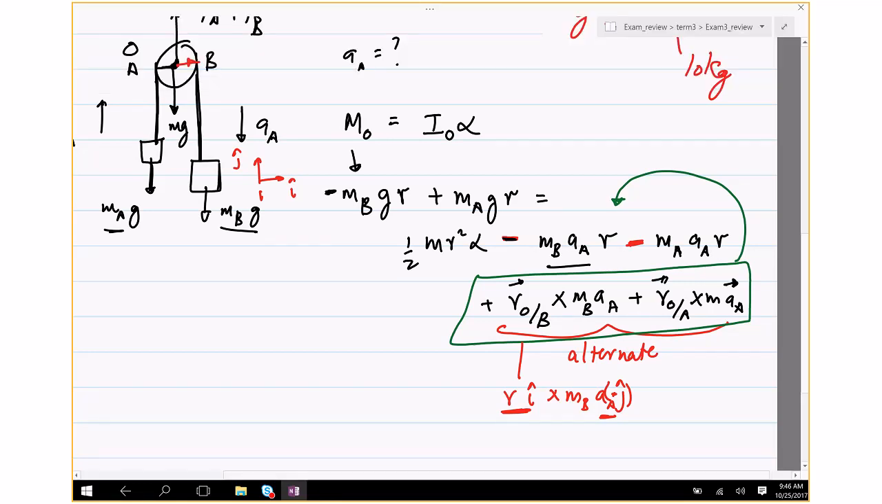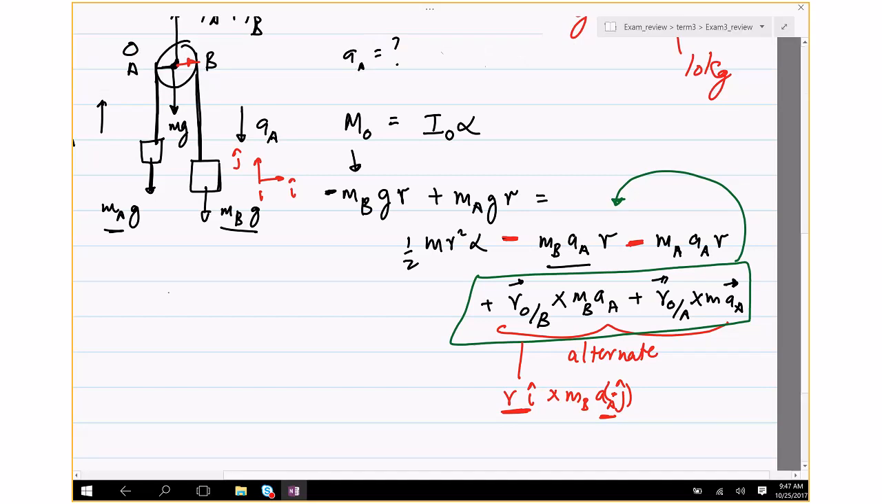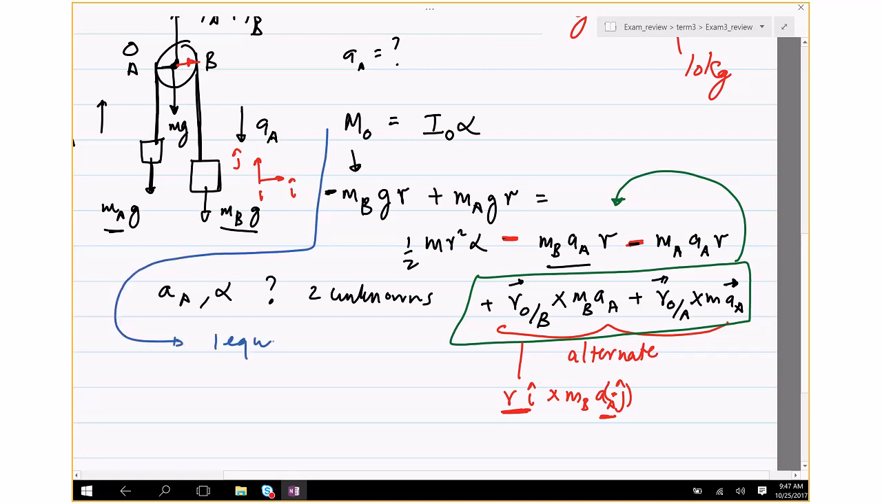Okay, so the only thing left is, if you look at this equation now, it has two unknowns. A and alpha are unknowns, two unknowns. But I've written only one equation. So I cannot solve for A and alpha unless I generate a second equation. So the second equation comes from kinematics, right?